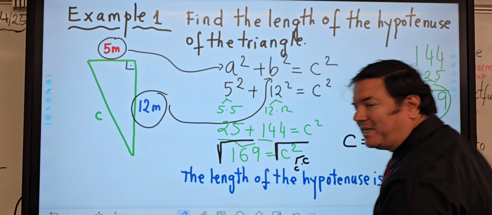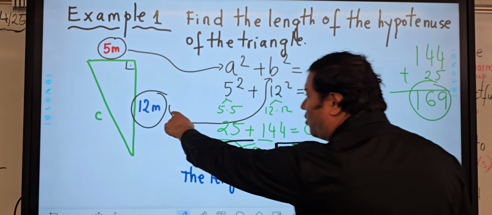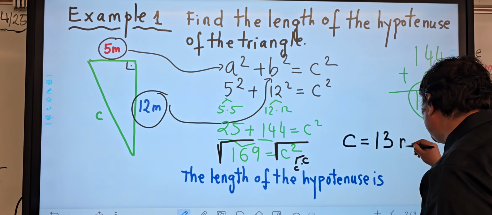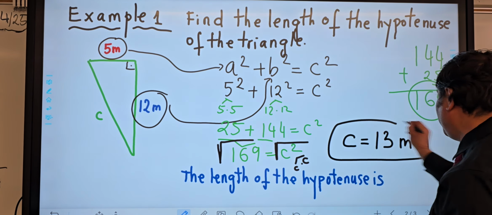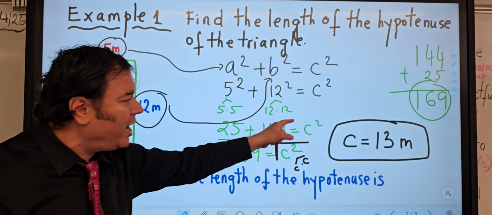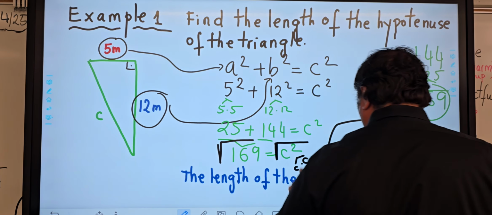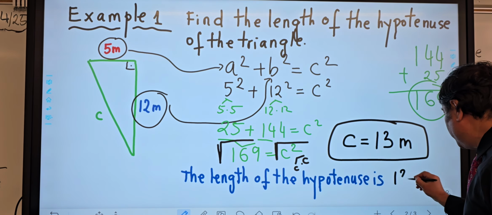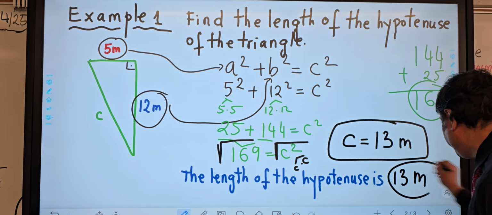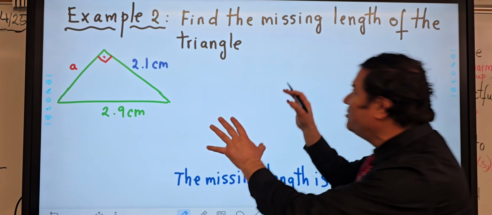And the square root of 169, if you remember from your 6th grade, is 13. So C equals 13. And please don't forget to put the meters: 13 meters. And we are done. We used the Pythagorean theorem, A squared plus B squared equals C squared, to find our answer, and we found the hypotenuse. So the length of the hypotenuse is 13 meters. Final answer right there.